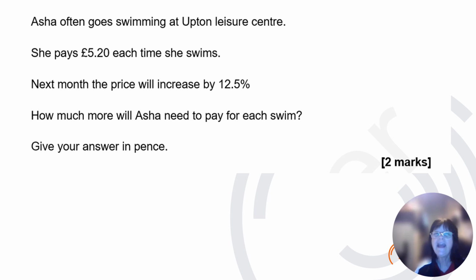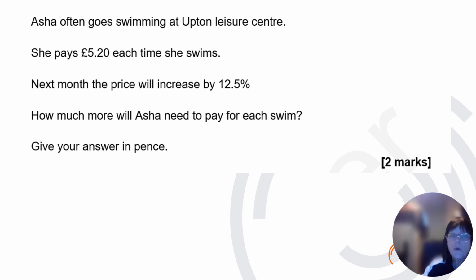Okay, so we're now moving on to actual past paper questions. So Asha often goes swimming at Upton Leisure Centre. She pays £5.20 each time she swims. Next month, the price will increase by 12.5%. How much more will Asha need to pay for each swim? Give your answer in pence. So have a go and come back once you've done it and we'll look at it together.